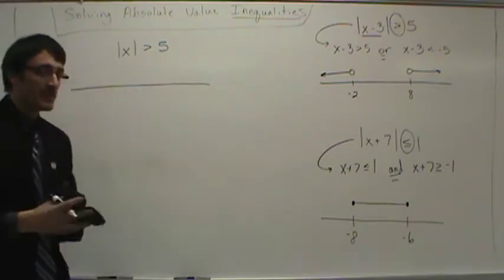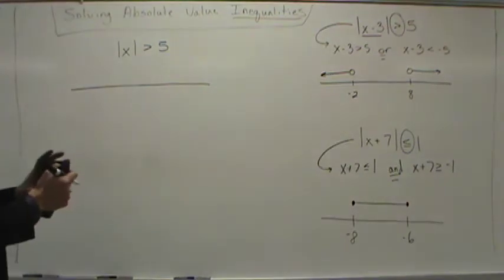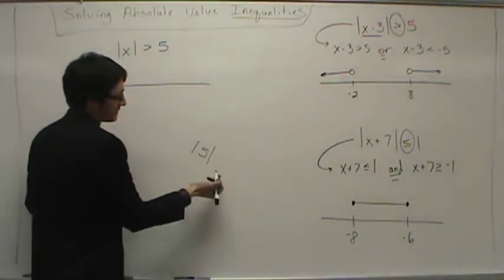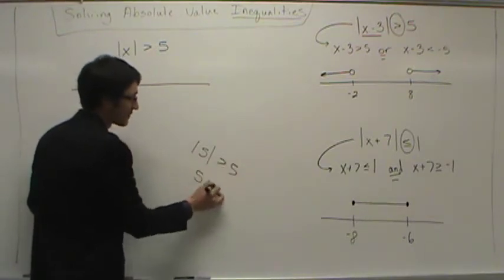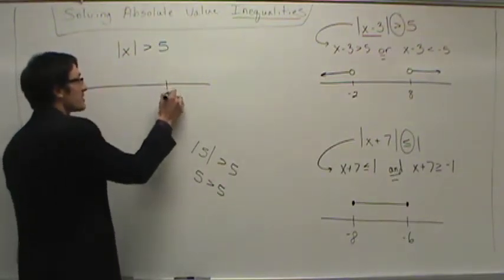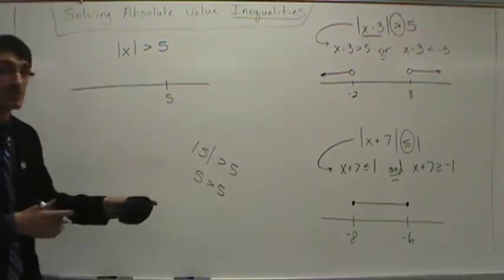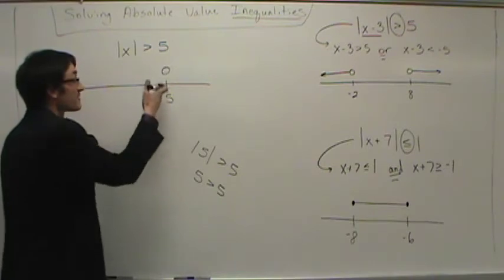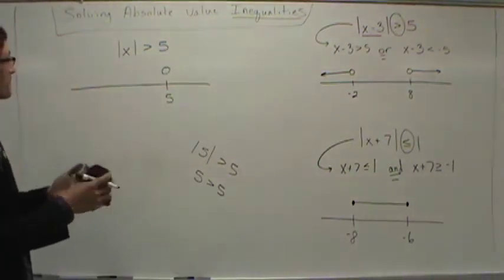If we think for a moment, what makes that true? Well, does 5 make it true? The absolute value of 5, is that greater than 5? Nope. 5 greater than 5, no, that's not true. So 5 does not work. I want you to put 5 here. If it does not work, we're going to put an open circle. So 5 does not work. What does work? What does make this true?